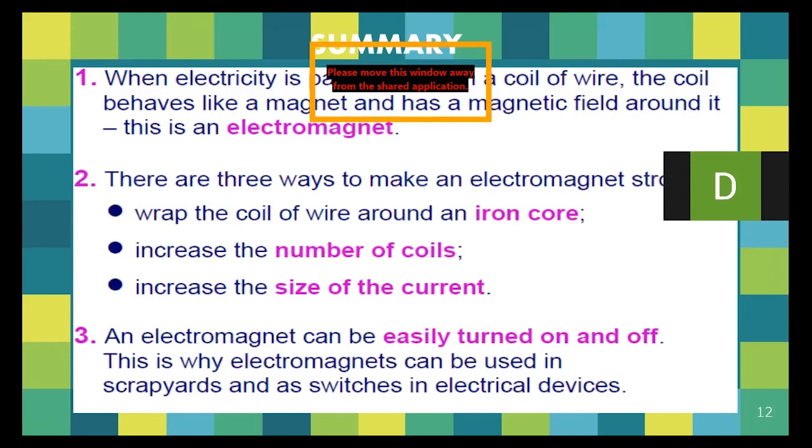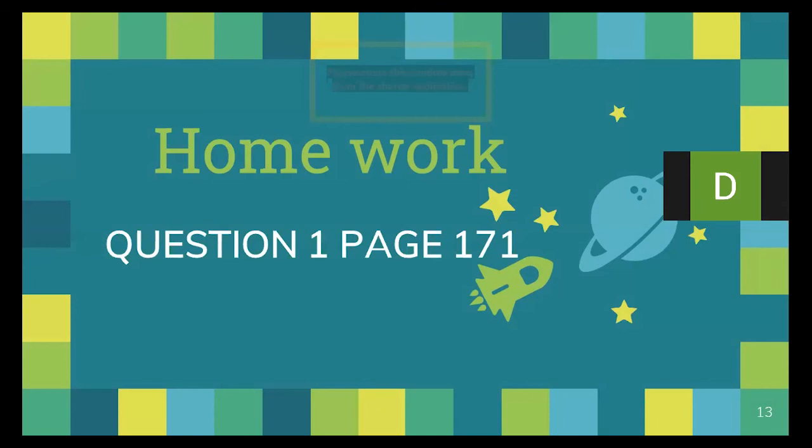Now we have discussed that electromagnets can be easily turned off and on as we use electricity to produce them. And then we have learned some uses of electromagnets in our daily life in electrical devices or appliances. So that's all for today, more next time.